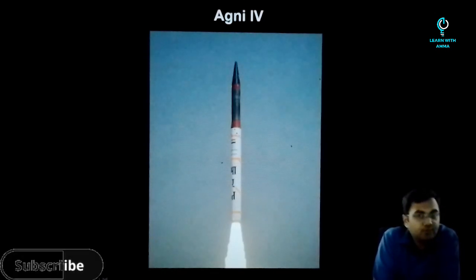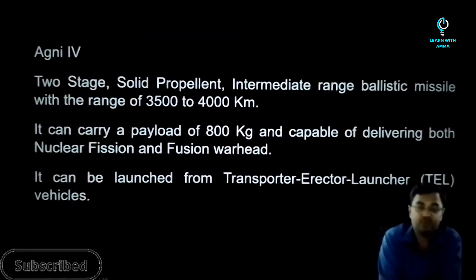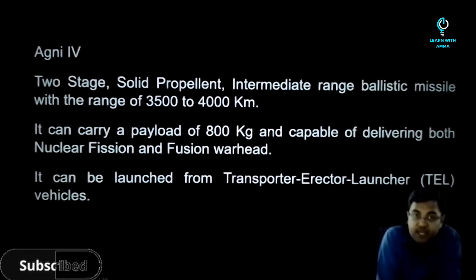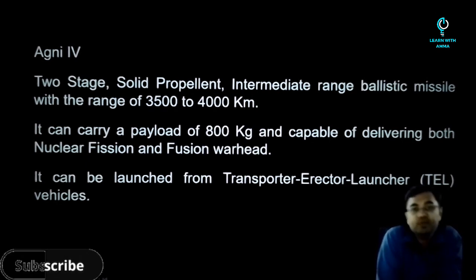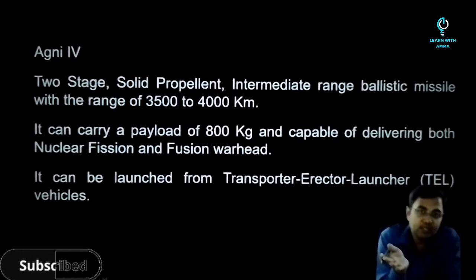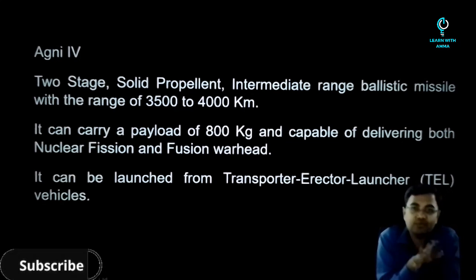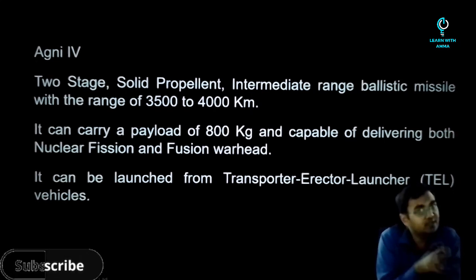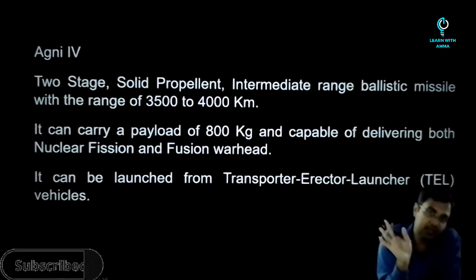When we talk about Agni 4, again some bits and pieces of information become important. It is a two-staged solid fuel missile. It is a ballistic missile. It is a long range missile. The range can vary between 3500 to 4000 kilometers, but sometimes at some places you will see that it is written as 2500 to 4000 also. So if the range of 2500 to 4000 kilometers is given in the options, then it can be considered as correct.